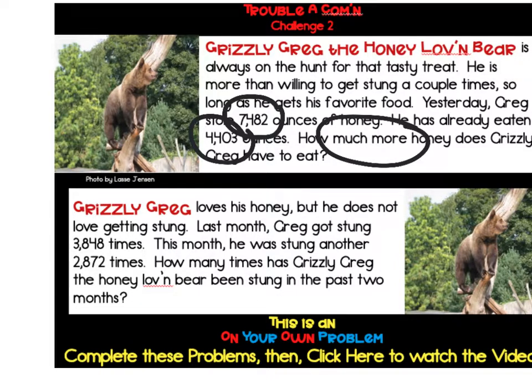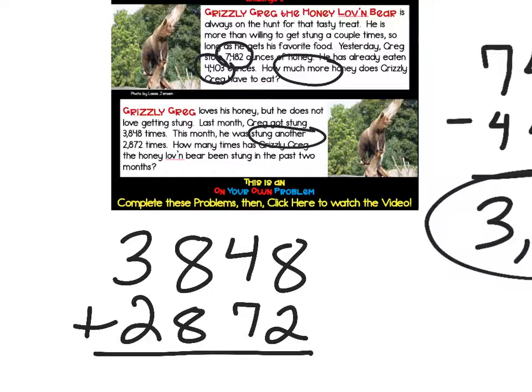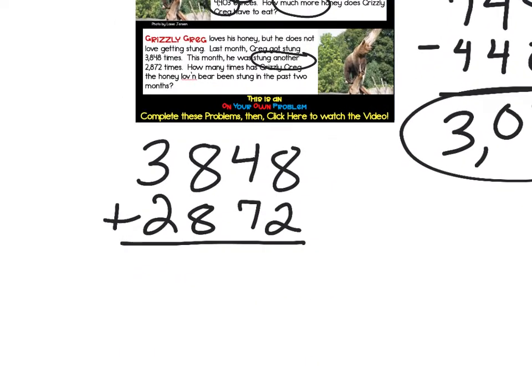Well, as I mentioned earlier, he got stung another time, right? So we are going to be adding these two numbers here, okay? So let's go ahead and do that right now. And here we have it. 3,848 plus 2,872. So the first thing I'm going to do is look at this and make my dots.